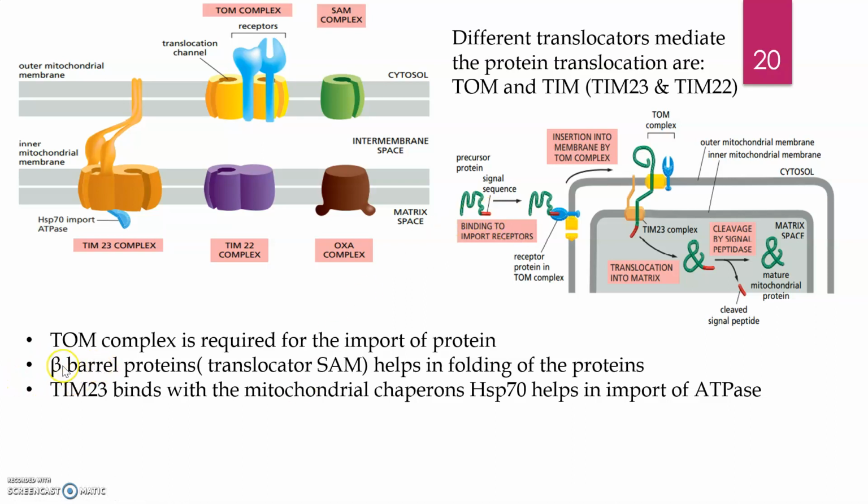This TOM complex is required for the import of all the nucleus-encoded mitochondrial proteins, which transports their signal sequence into the intermembrane space and helps to insert the transmembrane protein into the membrane. And the TIM23 transports some of the soluble proteins from the matrix space into the inner membrane. The TIM22 also helps to transport some of the subclass of the inner membrane proteins, including the ADP/ATP carriers and phosphate carriers, in and out of the mitochondria.